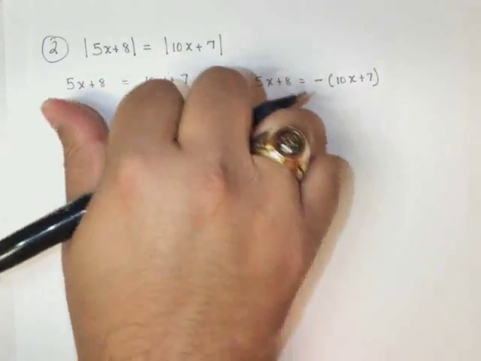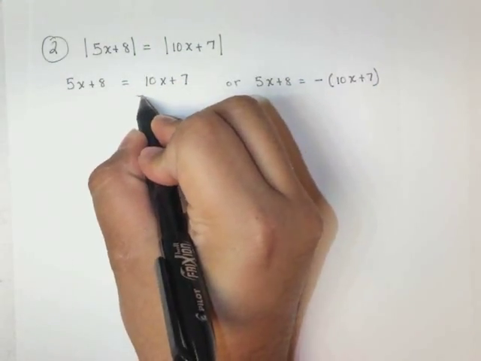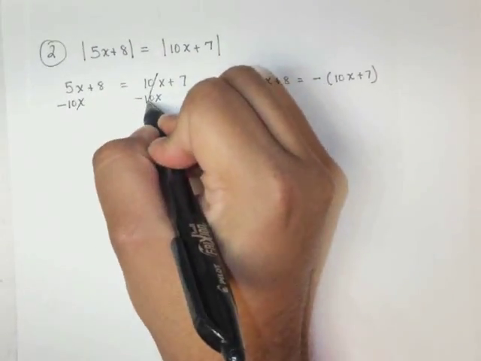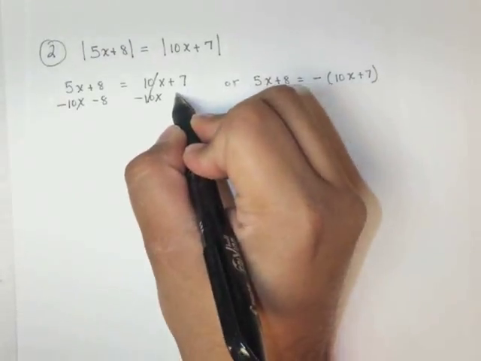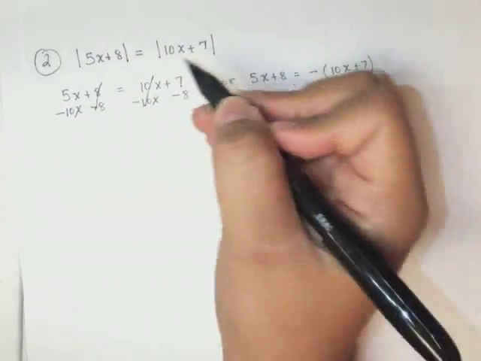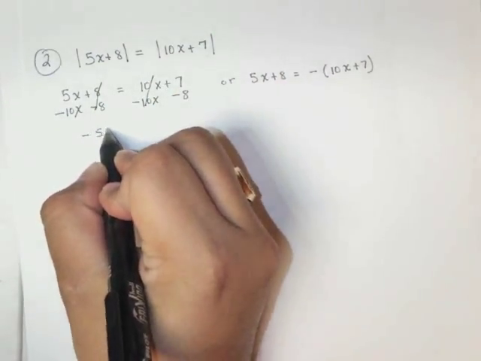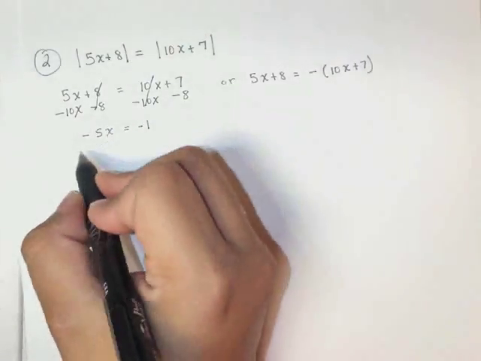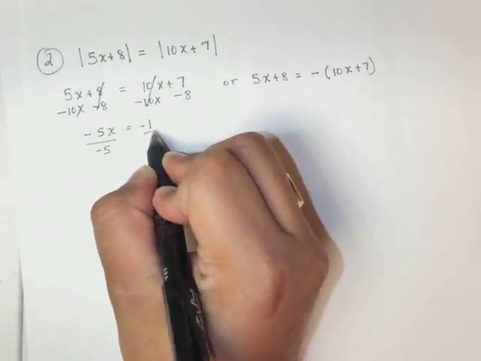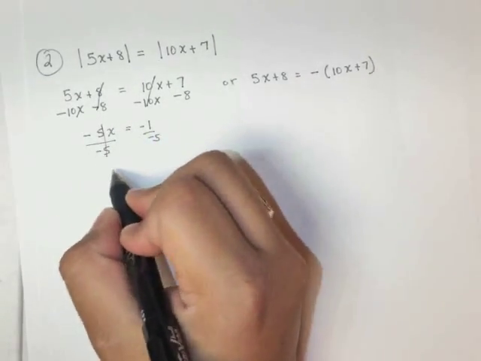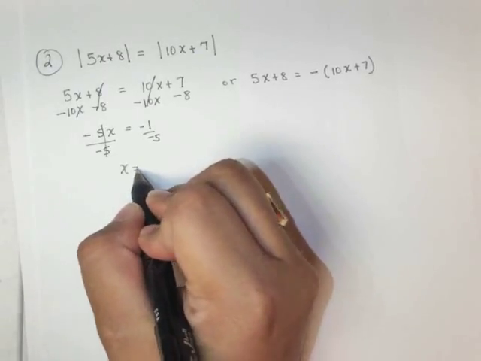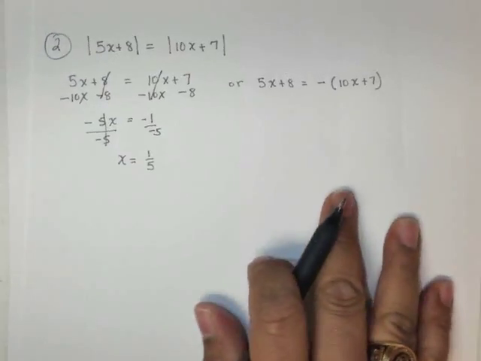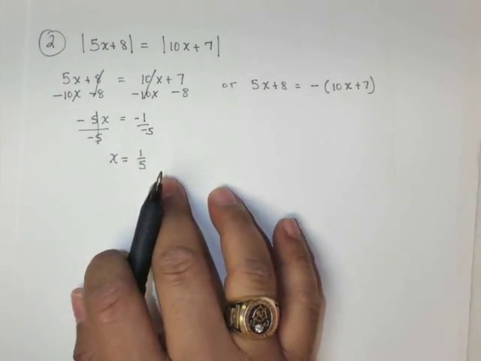So I want all my x's on the left. That's my rule of thumb. So minus 10x, and it cancels, and then minus 8 on both sides. So we can do it all in one step. We have negative 5x equals negative 1, and then the last step here is to divide both sides by negative 5. So here we're going to get x equals 1/5. That's the first solution.